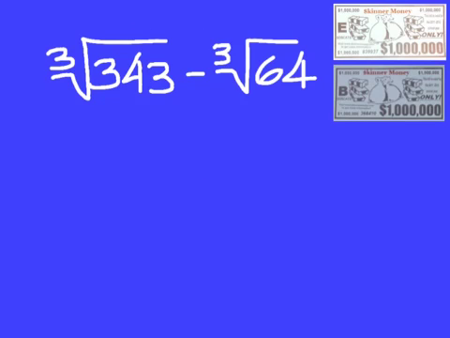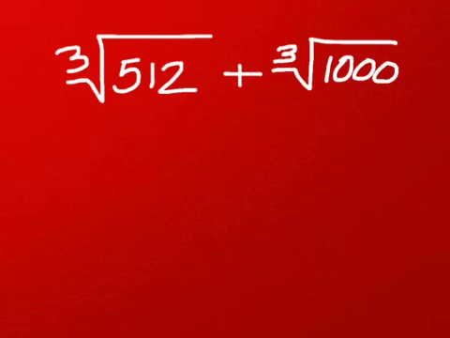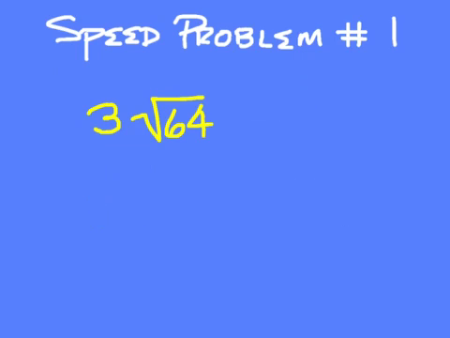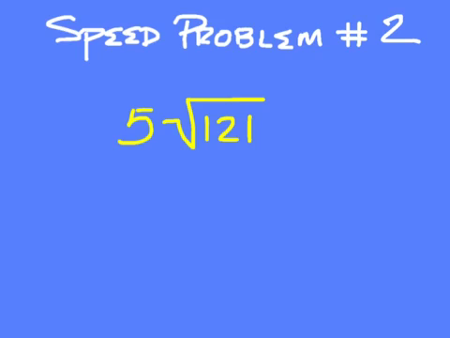Practice problem number 2. On the practice problem, you should have 7 minus 4, which is 3. Solution on the bonus should have been 8 plus 10, which is 18. We will go back to the practice now. That should be 24. This is 8 times 3 is 24.